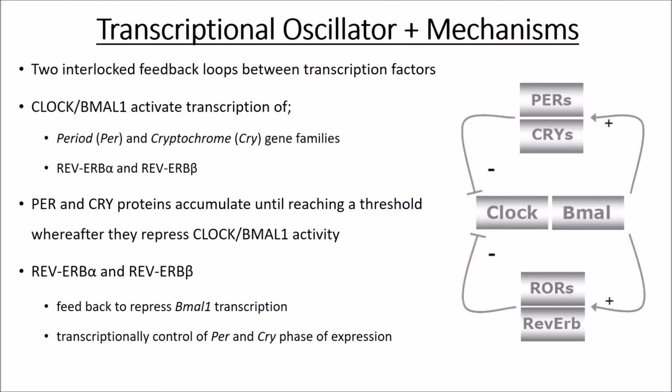This transcriptional or peripheral oscillator is made up of several genes, some of which to remember are CLOCK, BMAL, PERs, CRYs, RORs, and REV-ERB. And basically, these are a set of genes which regulate each other and go through cycles of ebb and flow where some are high and some are low.